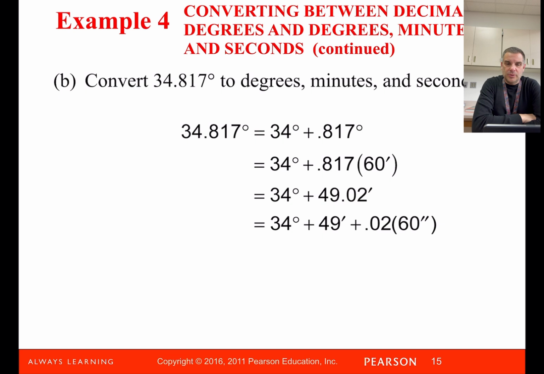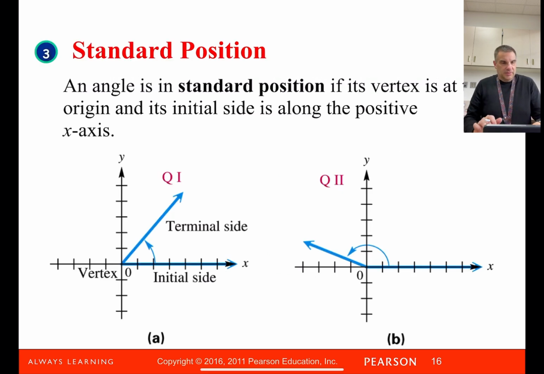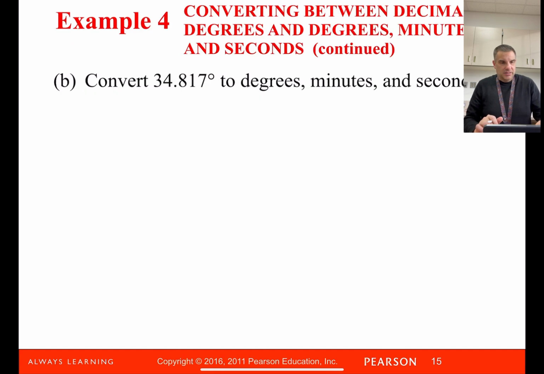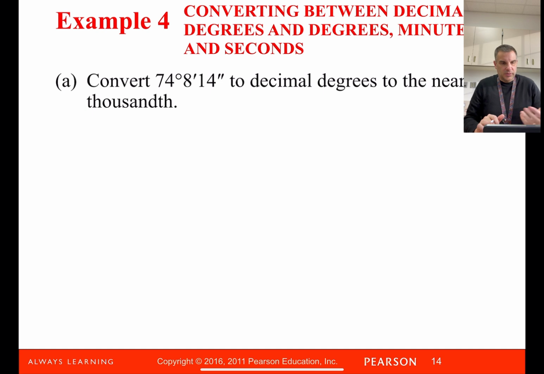Since we've got that 0.02, we've got to change that into seconds. So we're going to multiply that by 60 as well. You get 34 degrees, 49 minutes, 1.2 seconds when you're doing this. Okay. I know it's probably going to go on and talk about standard position here, but I'm going to go back and use this page, and we're just going to do a couple more.